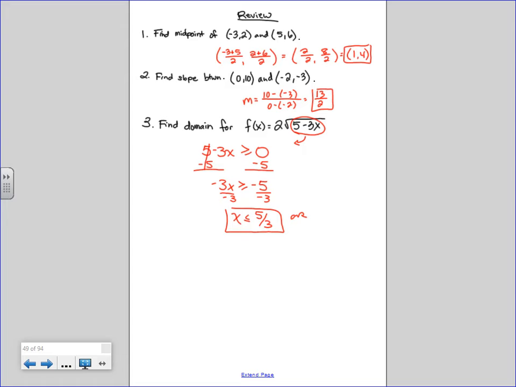Got one. Got two. Got three. No. What's on the left? What's on the right?